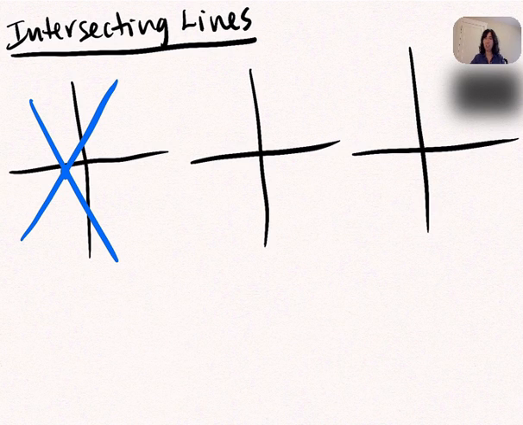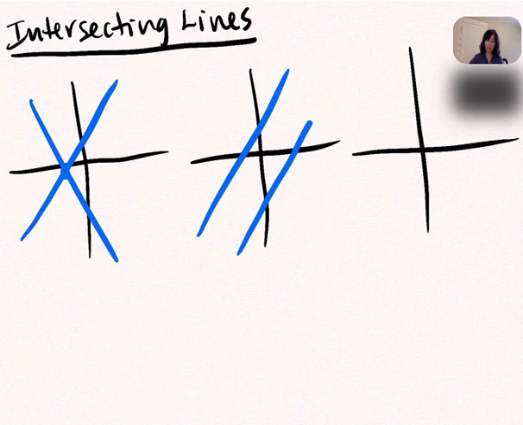What do you think another thing is? If you're thinking they can be parallel, you're correct. They could be parallel, which means they never cross. What's the third thing? Yep, they could be the exact same line. So these are the three things that can happen.